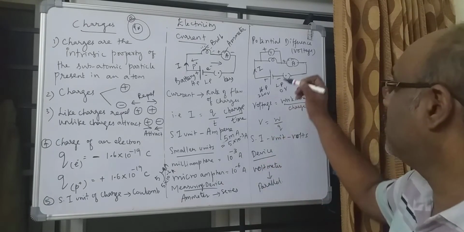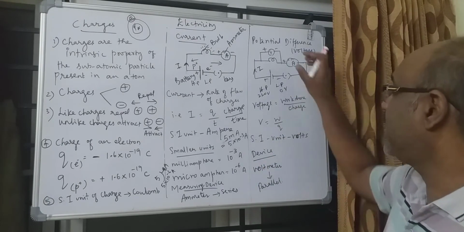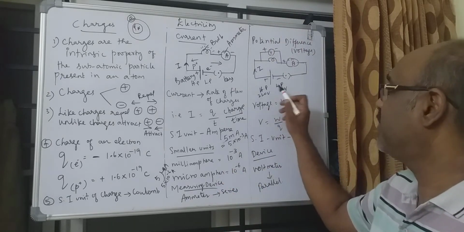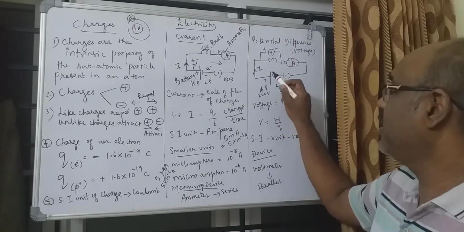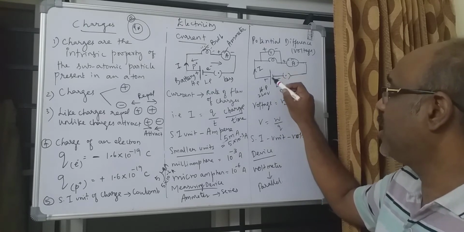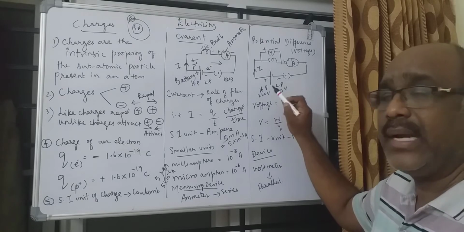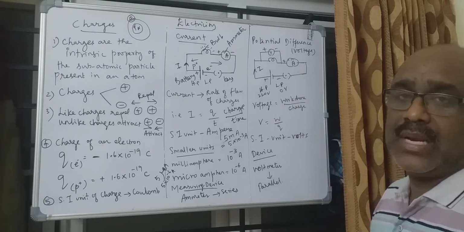Then what about voltage? Voltage can otherwise be known as the potential difference. Here there is a difference. For example, if the battery supply is here, 220 volt is supplied here, that means the higher potential will have 220 volt, whereas the lower potential will have 0 volt.